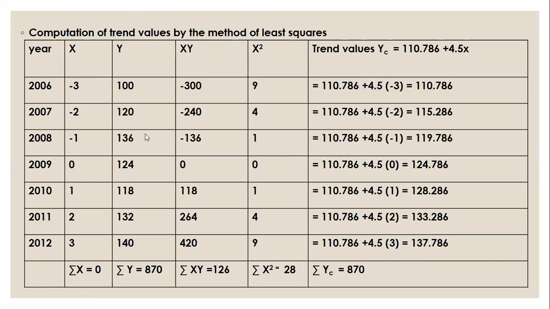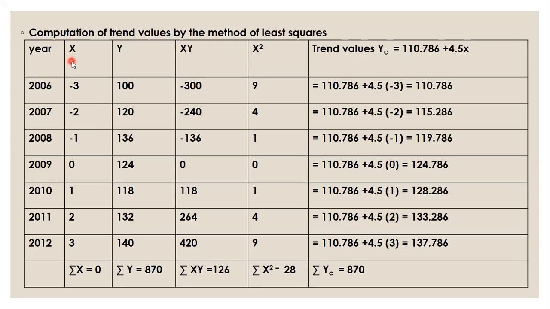Okay, coming to the solution here, computation of trend values by method of least square. Again, I repeat, heading for any of the statistics problems is compulsory. Without heading, the examiner or the evaluator will not know what you are trying to calculate. So please write the heading: computation of trend values by the method of least square. So we are computing trend values by which method? Method of least square. And we copy down the year, and then comes the x values.